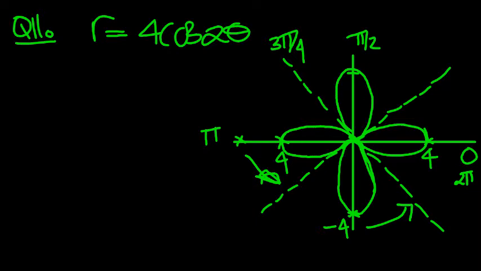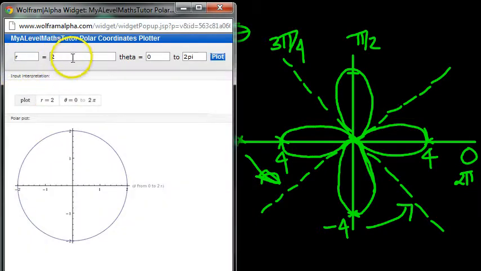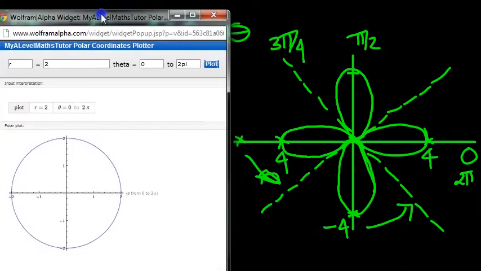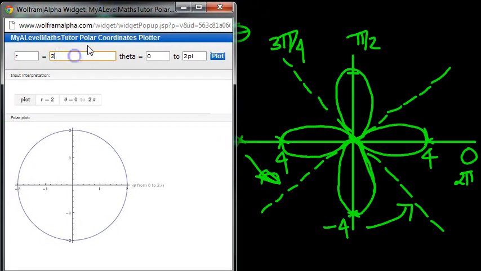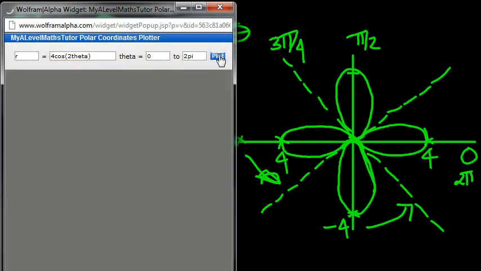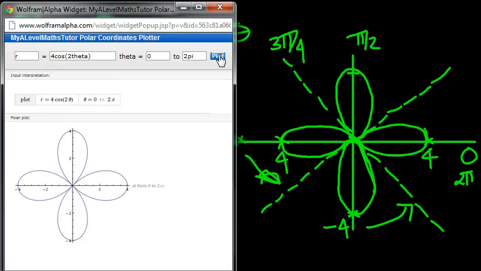So let's have a look at the plot then, and we can look at any section of the plot if we wish. r equals 4 cos 2 theta. So let's have a go. 4 cos 2 theta. We'll just put this in, but you can change the bounds to have a little look at any section to take a closer look. There we go. There it is there. 4 cos 2 theta.